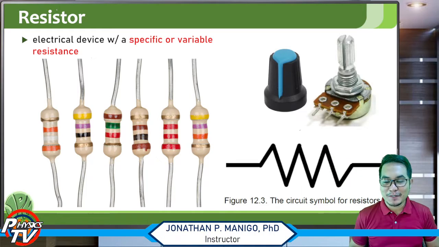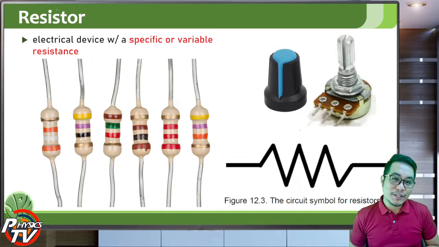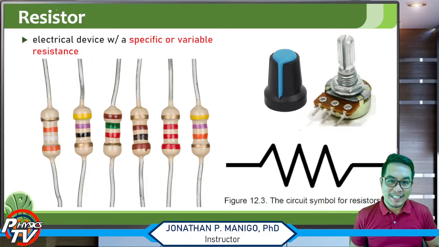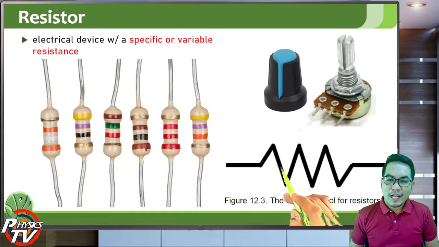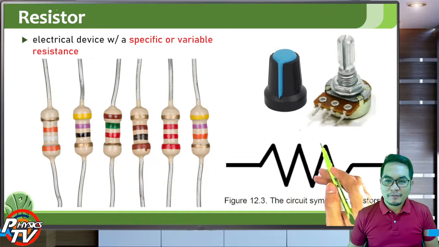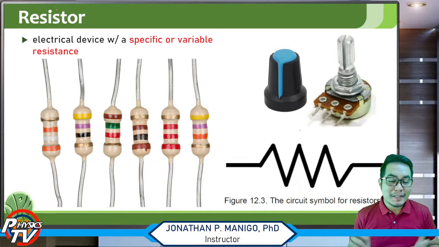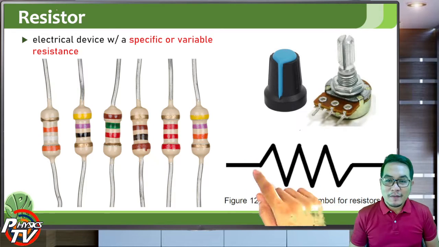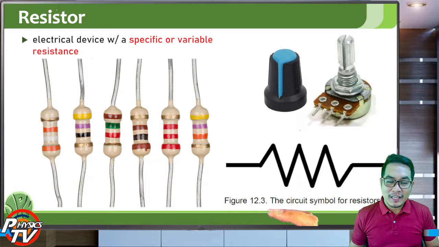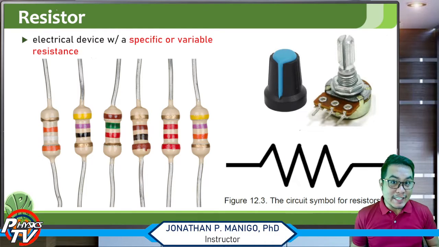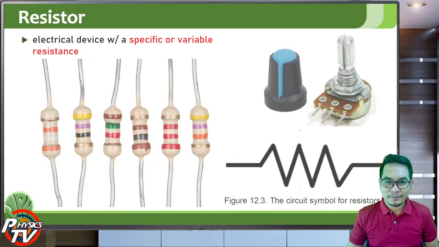The zigzag line represents the hardships of a moving charge or current when it flows through a material with resistance. The current will go in a zigzag manner, because it will not go straight. It will have some resistance, and the resistance will resist the flow of current.